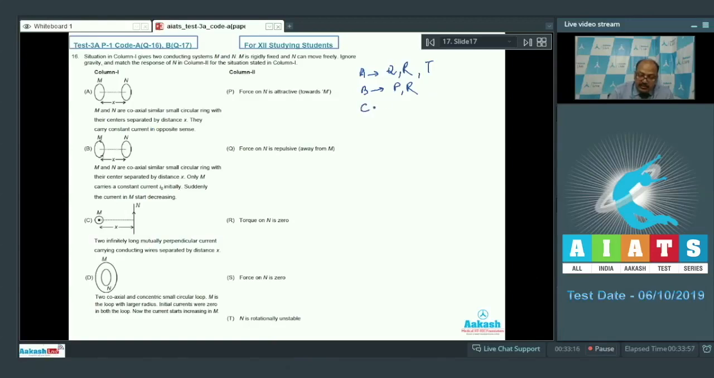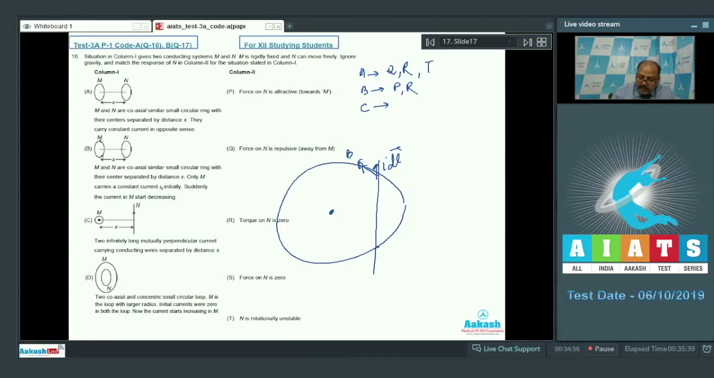Let's look at option C now. For the situation given in entry C, this is the current. Due to this current, the magnetic field line, let's say I draw one magnetic field line, goes like this, and this is the conductor N. So at this point, B is like this. I dl will be in this direction. So I dl cross B is in the outward direction, right? I dl cross B is in the outward direction.